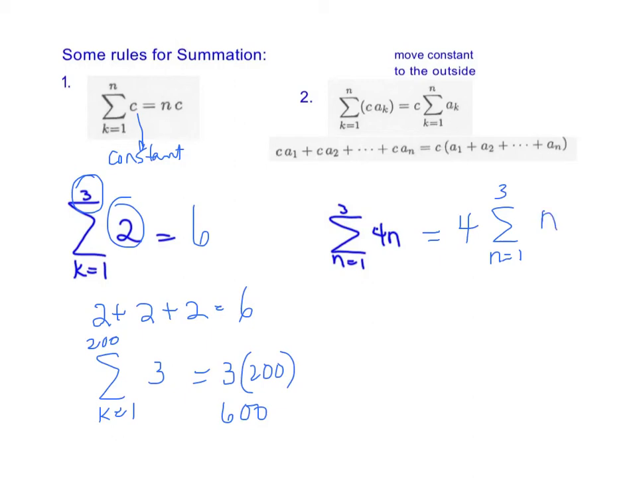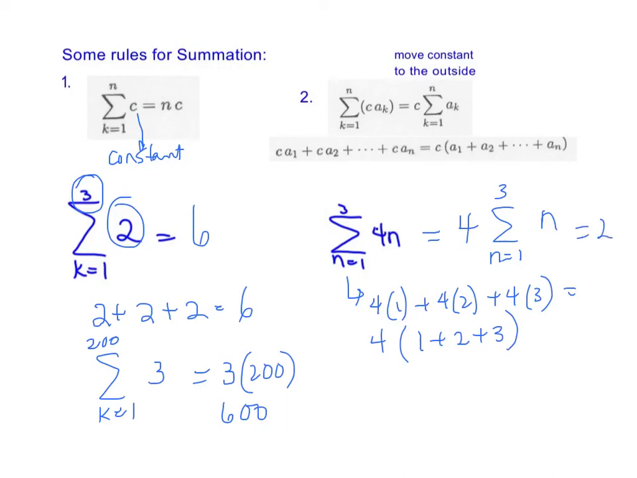If I were writing this out, I would have 4 times 1 plus 4 times 2 plus 4 times 3, right? And then add it up. Or I would have 4 times 1 plus 2 plus 3. And so the same thing is going to be, if I did it right, 24. So basically you can take the constant out, find the variable, and then multiply back times the constant.